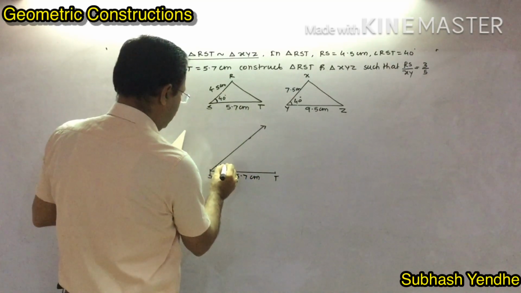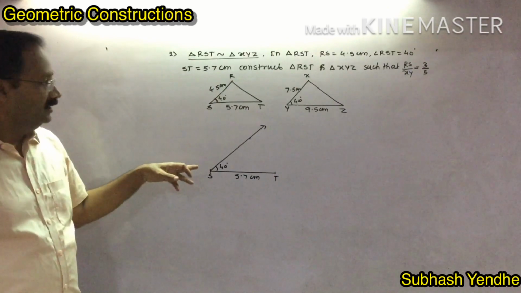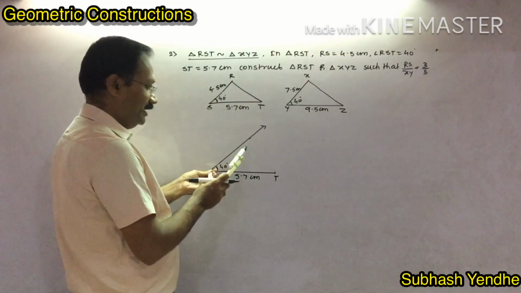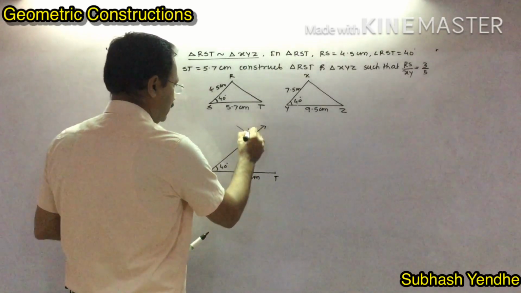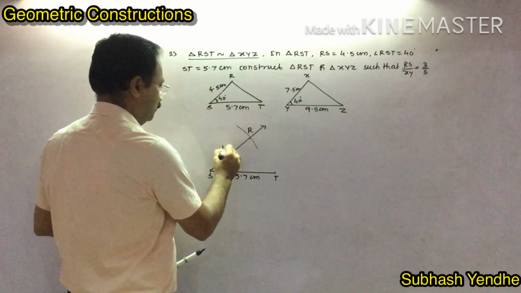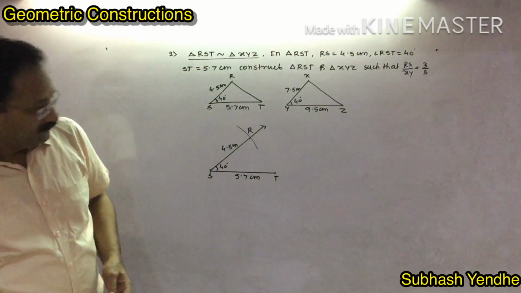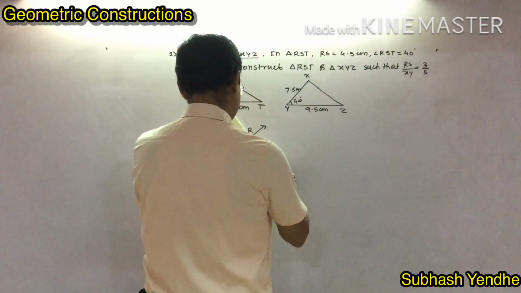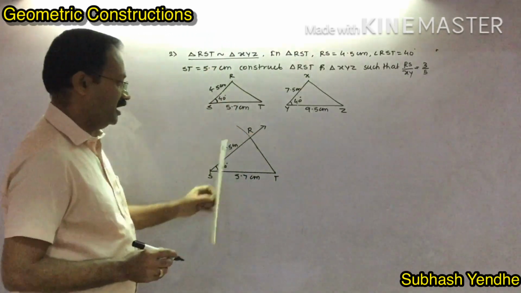This is 40. And segment RS is given 4.5. I am going to take 4.5, put the point on S and make an arc here. So you'll get R. This is 4.5 centimeter. Now join RT, so you'll get the triangle RST. Okay, so this is your triangle RST.